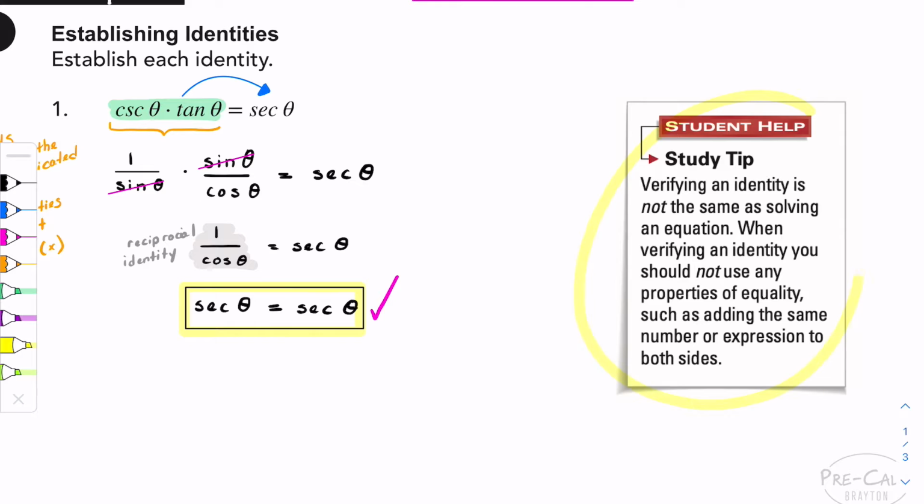Over here, I just included a study tip, and it says that verifying an identity is not the same as solving an equation. So basically, this is what I've been talking about. When verifying an identity, you should not use any property of equality, such as adding the same number or expression to both sides. You simply need to simplify one side of the equal sign.